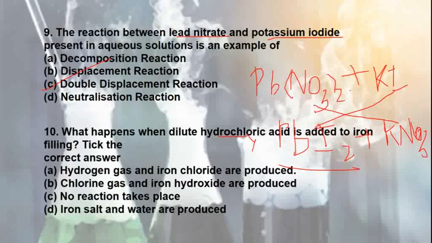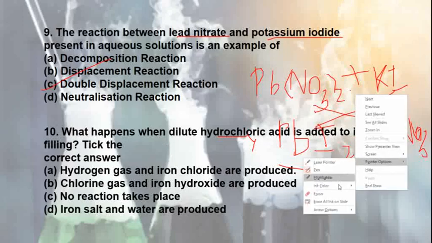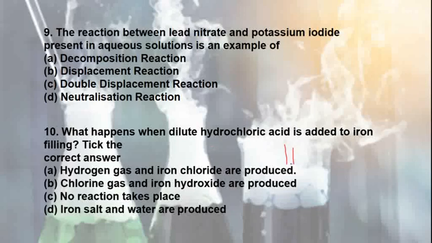So final question, that is what happens when dilute hydrochloric acid is added to iron filings. So we need to find what happens when dilute HCl is added to iron filings, that is Fe. So what happens in this reaction? The options are hydrogen gas and iron chloride are produced, chlorine gas and iron hydroxide are produced, no reaction takes place, iron salt and water are produced. So just answer this question.